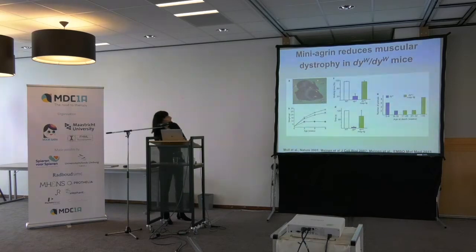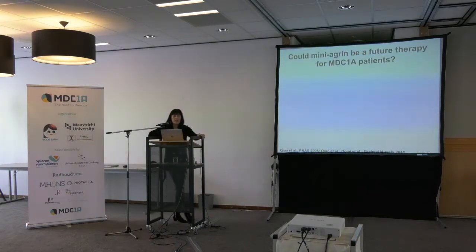So here you are looking at the sick DYW mouse, and this mouse is overexpressing mini-agrin. These mice walk better. You can see on these graphs that they weigh more than sick animals, and more importantly, they survive longer than sick animals. So the question is, can mini-agrin be a future therapy for MDC1A patients? And if so, how to deliver mini-agrin to patients?